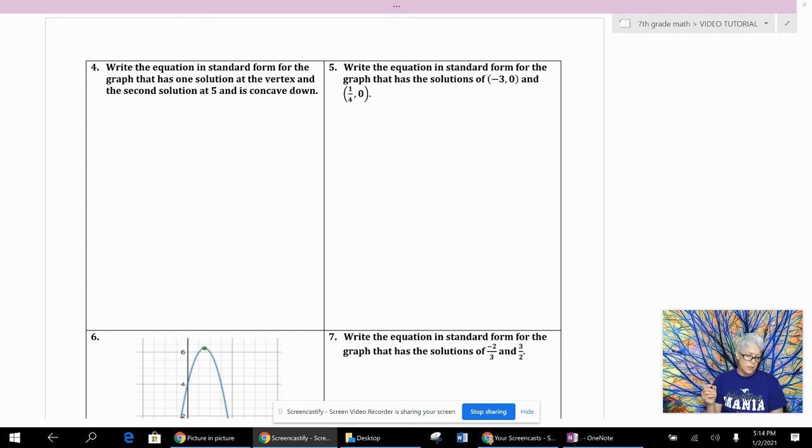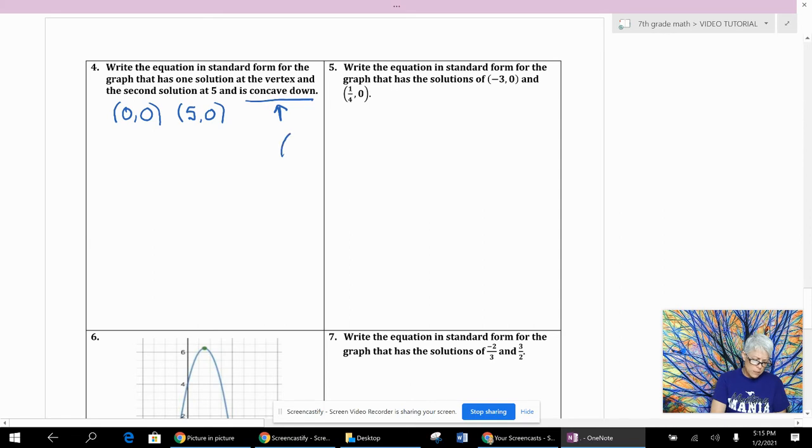So the first one says write an equation in standard form for the graph that has one solution at the vertex. So what is that? That would be 0, 0. And the second solution at 5, which would be 5, 0. And then concave down. This is so important. I'm just really hoping I don't forget at the end of this to go back to it, because remember, when it's concave down, it's in this position, which means whatever's in front of x squared has to be negative.